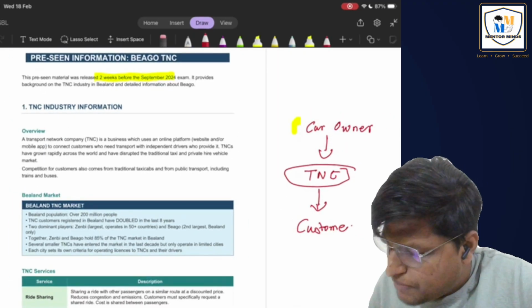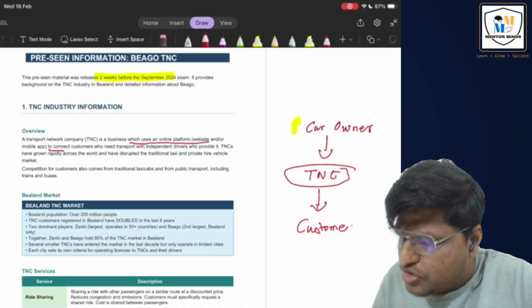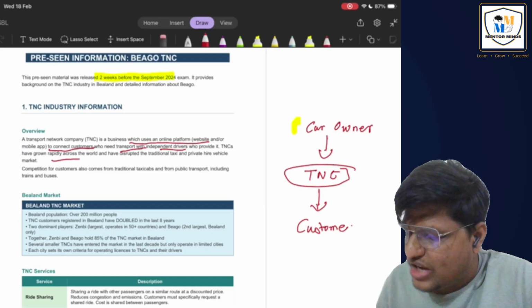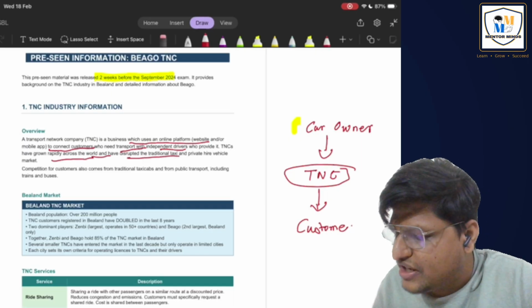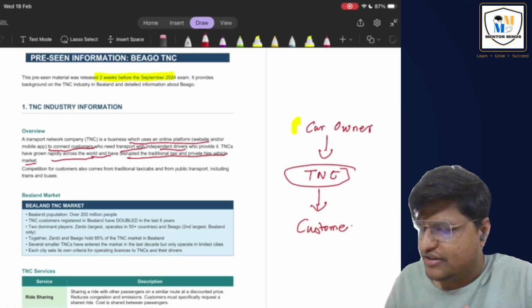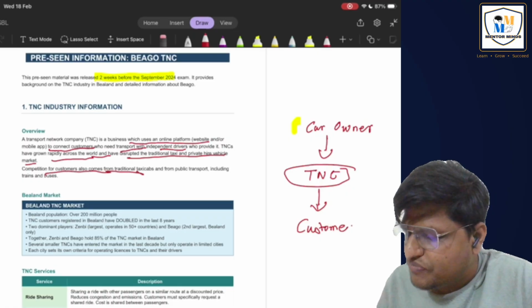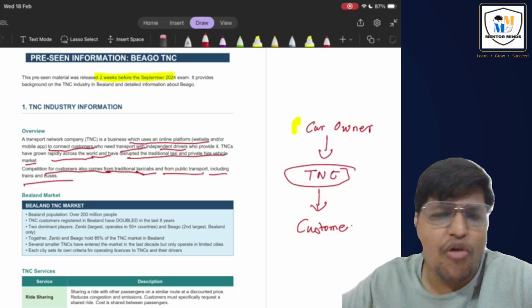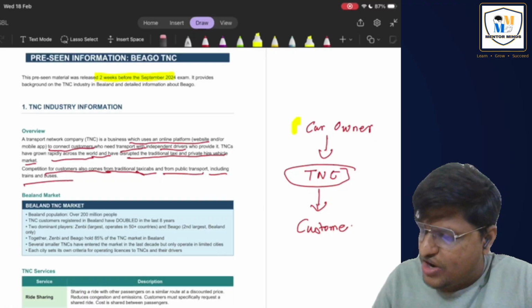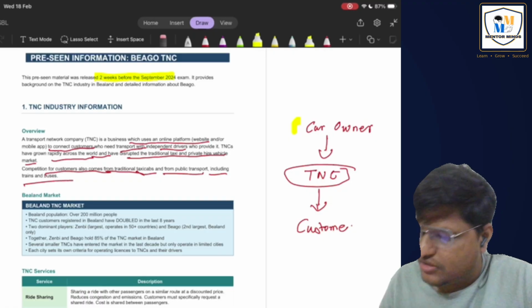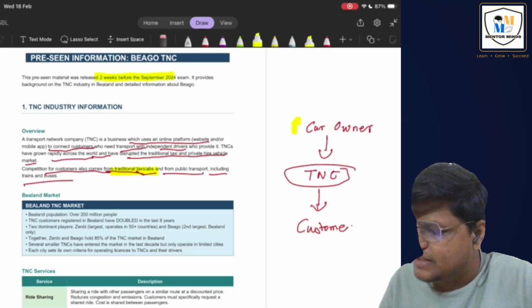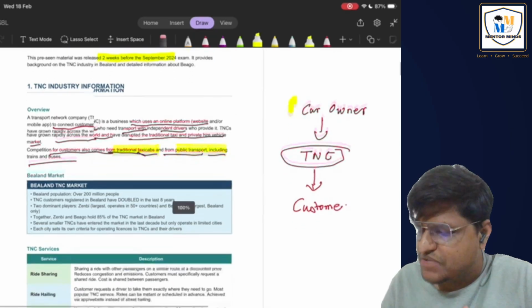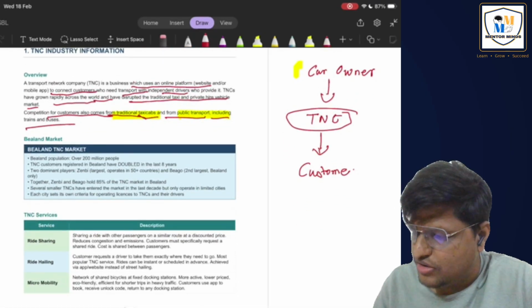A transport network company is a business which uses an online platform to connect customers who need transport with independent drivers who provide it. TNCs have grown rapidly around the world and have disrupted the traditional taxi and private hire market. Competition for customers also comes from traditional taxis and from public transport, including trains and buses. So our competitors are the private taxi cabs and public transport. Now they are telling us which market we are operating in: the Beland market.